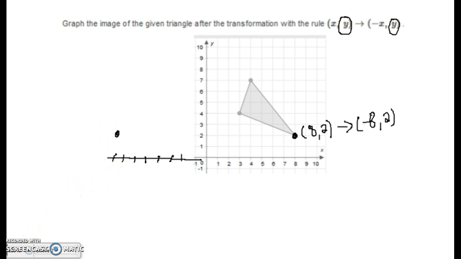Alright, so that would be my new black point. Now we could do the same thing for the next one. This one's originally located at 4, 7. If I apply my rule, it says change the sign of x and keep y the same. So my x value would become -4. My y value would still be +7. So I would go back here, -1, -2, -3, -4, +7.